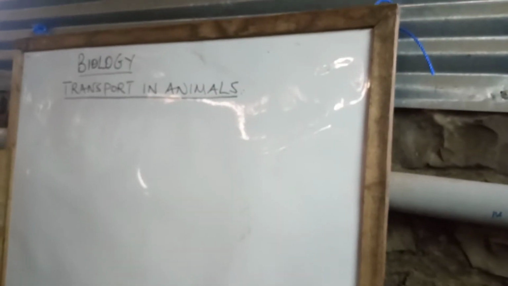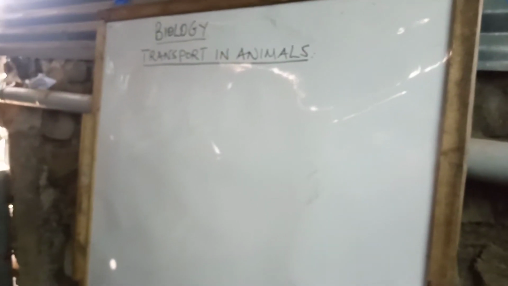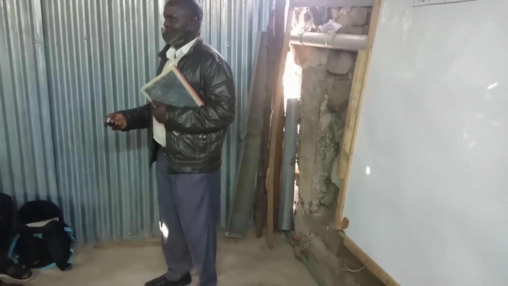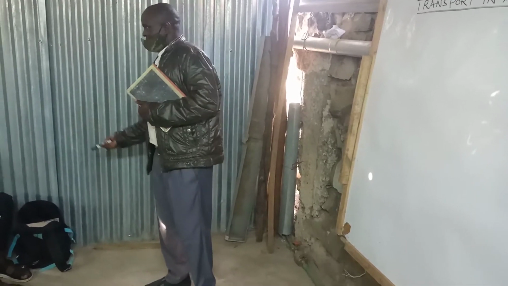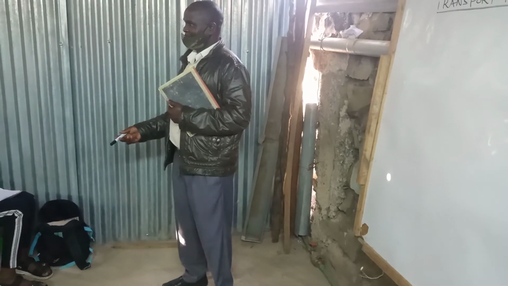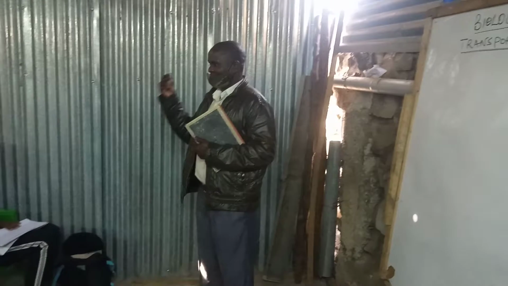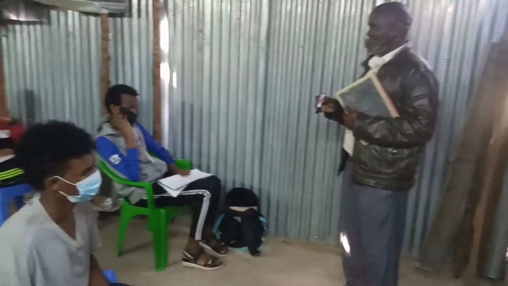Plants and animals. And now we start with transport in animals. There is need for us to understand what transport in animals is. What is it that is required for transportation here? From where to where is it being transported? And the mechanism of this process of transport in animals.